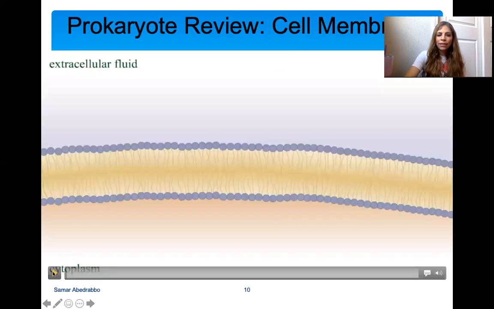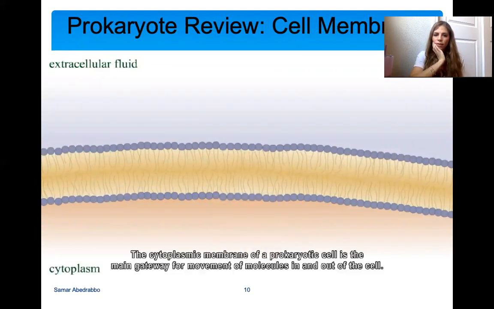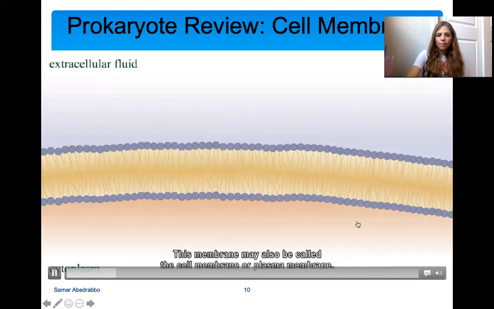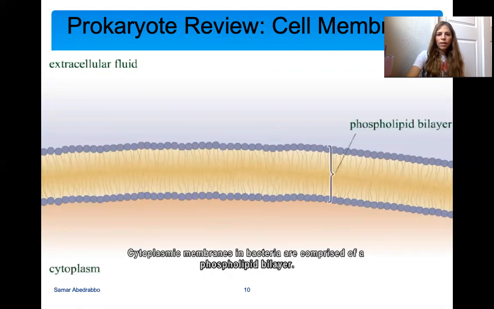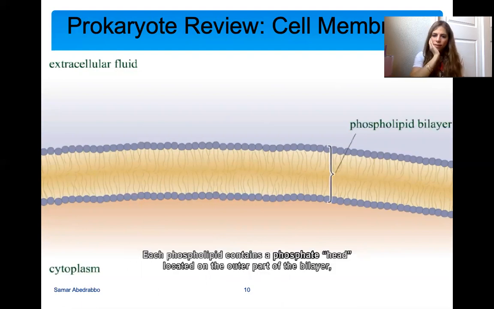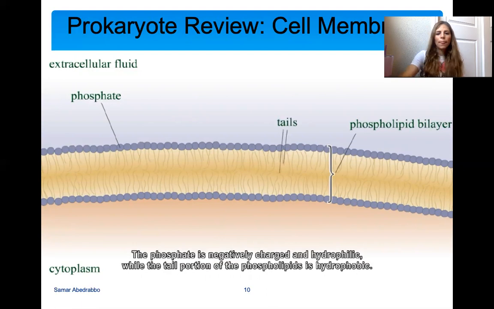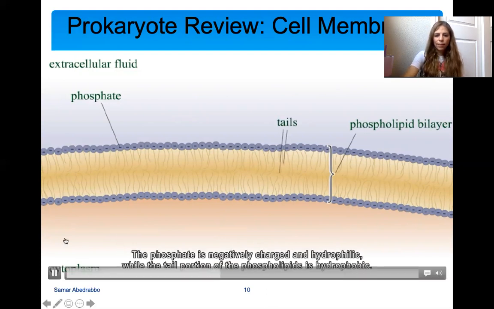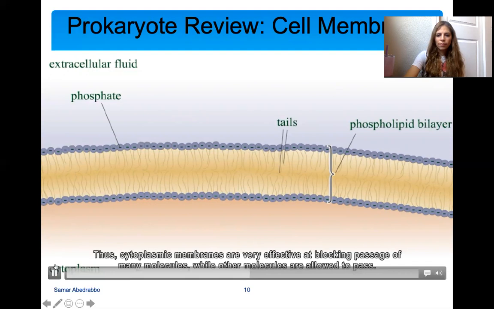And so here's a good video that describes the cell membrane. The cytoplasmic membrane of a prokaryotic cell is the main gateway for movement of molecules in and out of the cell. This membrane may also be called the cell membrane or plasma membrane. Cytoplasmic membranes in bacteria are comprised of a phospholipid bilayer. Each phospholipid contains a phosphate head located on the outer part of the bilayer, attached to a glycerol and two fatty acids, which face the core of the membrane. The phosphate is negatively charged and hydrophilic, while the tail portion of the phospholipids is hydrophobic. Thus, cytoplasmic membranes are very effective at blocking passage of many molecules, while other molecules are allowed to pass.